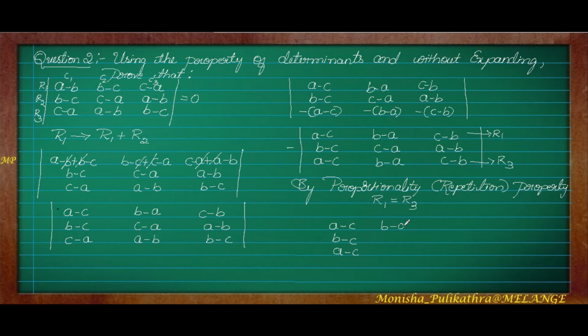A minus B, B minus A, C minus A, B minus A, and C minus B, A minus B, and C minus B. Because of this property, this determinant will be equal to 0. Then write down, hence proved. I hope you understood this. For solving this problem, you have to know all the properties by heart. Otherwise, you can't understand in which line you have to apply which property.